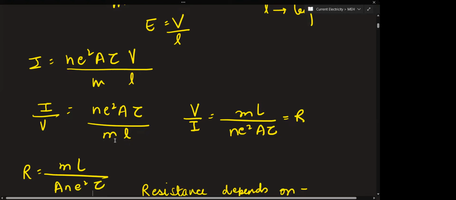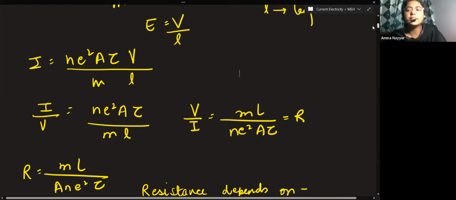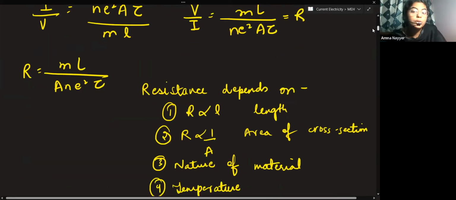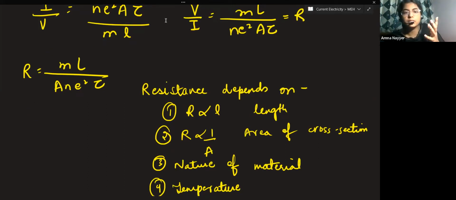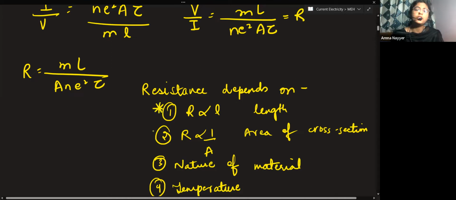Yes, ma'am. Now, there are few things on which resistance depends, and that is not only used for your theoretical papers, that is also used for your derivations. Now, see, resistance is directly proportional to length, whatever is the length of the conductor. And resistance is inversely proportional to area of cross section. These two points are very important. Mark them as important. These are asked a lot. Apart from this, nature of material and temperature are the factors on which resistance depends.